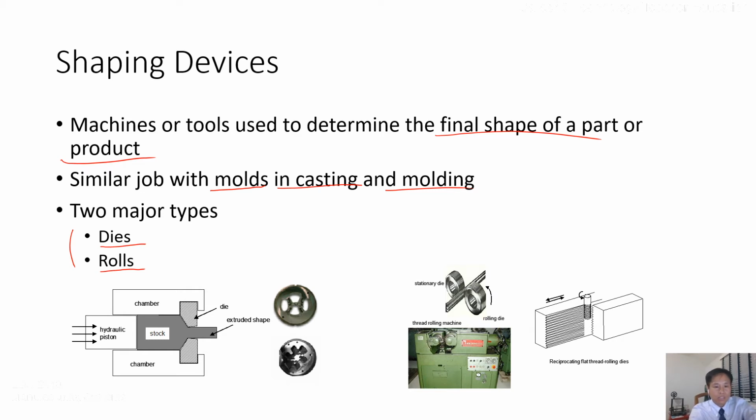So this is an example of a die. When we want to create these shapes, we need a tool that has the same shape as the final product. This is a die. And then second is roll. So this is an example of roll production. Rolling dies create certain patterns on a product. Those are the two major types of shaping devices: dies and rolls.